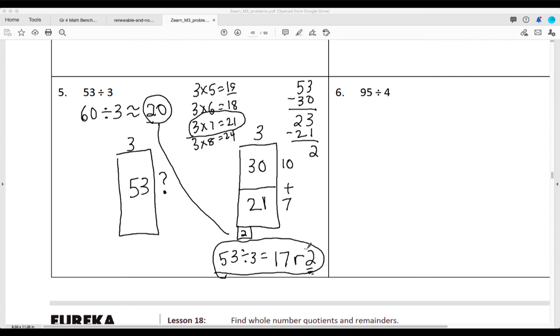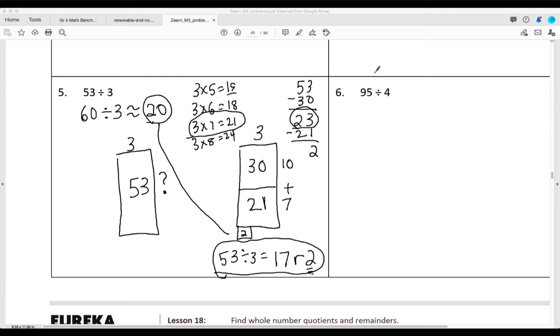Okay? Does that make sense? Do you see how I did this problem? So when you end up with a number like 23 and you realize, hey, that's not a multiple of 3, you've got to figure out the closest multiple without going over, and the leftover is just going to be the little box at the bottom that your divisor can't go into evenly.